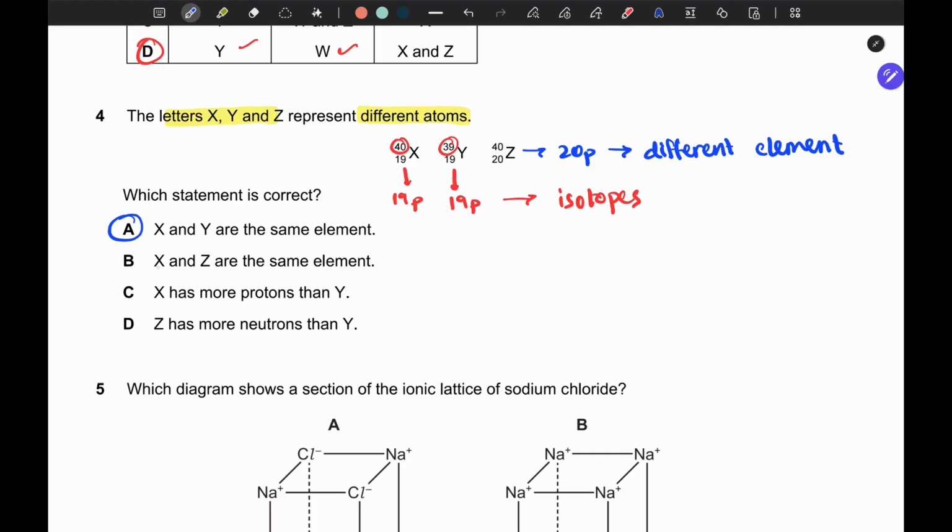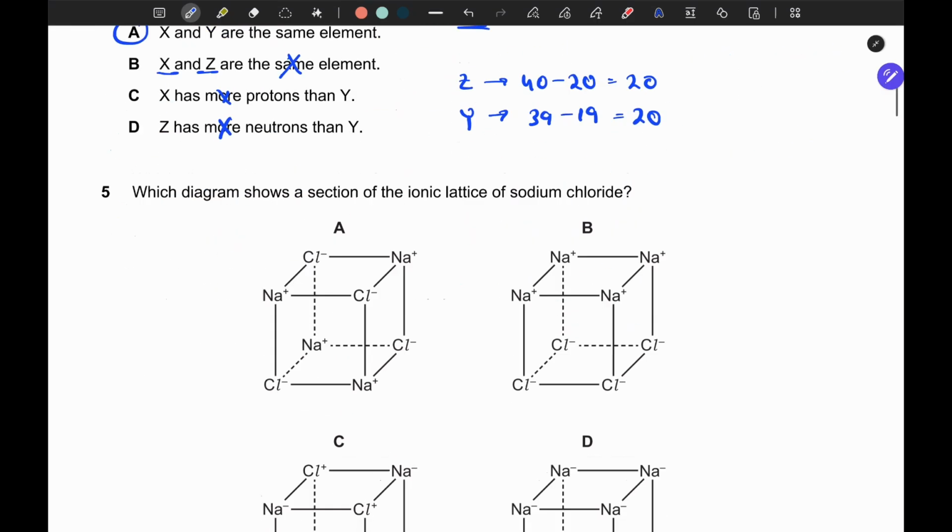So now if you look at B, X and Z are the same element. That's wrong. They're different because of their different proton numbers. And then X has more protons than Y. They have the same proton number, as we have already found out. Z has more neutrons than Y. So for Z, if we calculate the number of neutrons, that's 40 minus 20 equals 20. For Y, it's 39 minus 19, which also equals 20. So again, that is wrong.